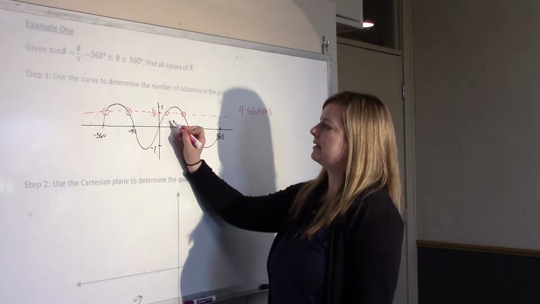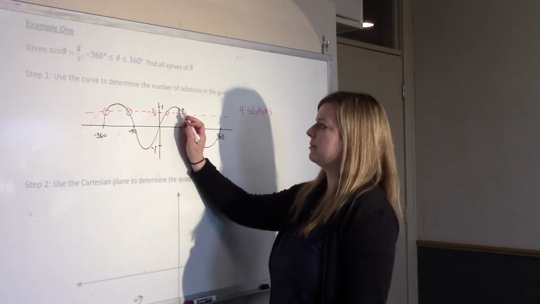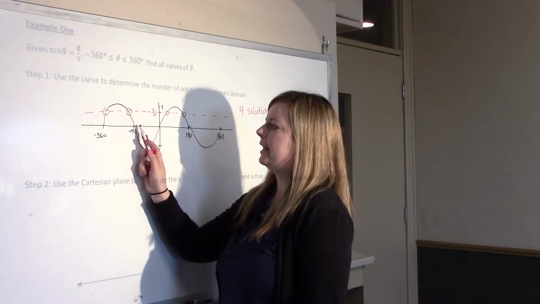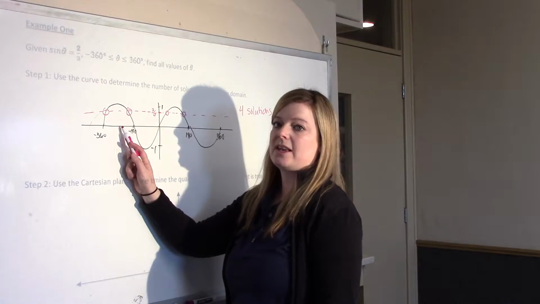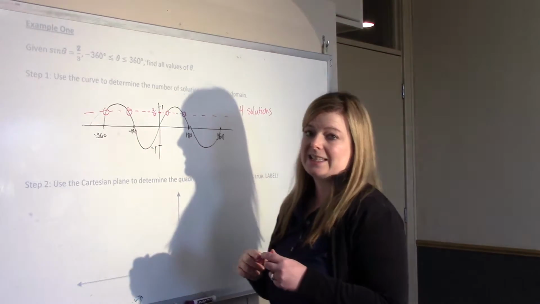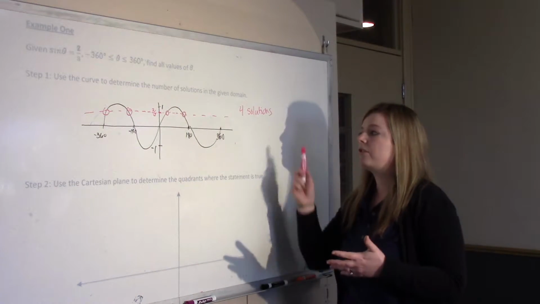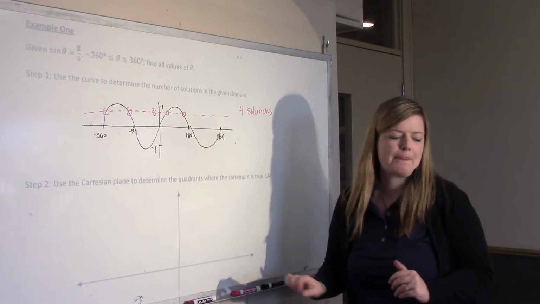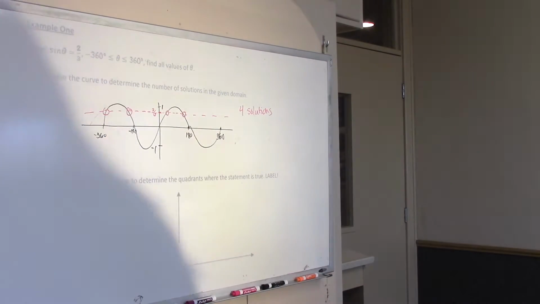One is between 0 and 90 degrees. One is between 90 and 180. The third one is between -180 and -270. And the fourth one is between -270 and -360. So my answers should reflect what I've shown here on the sine curve.